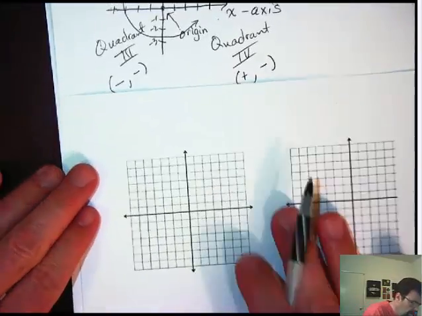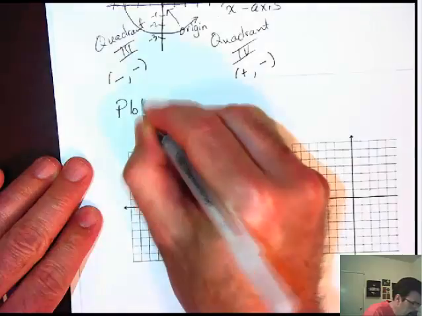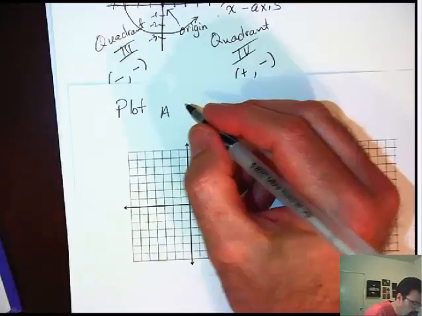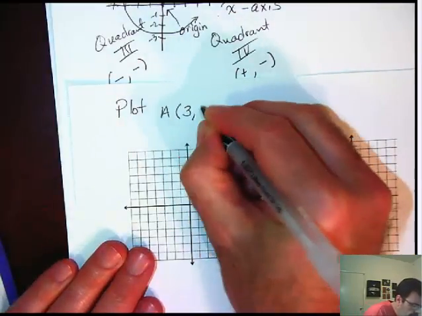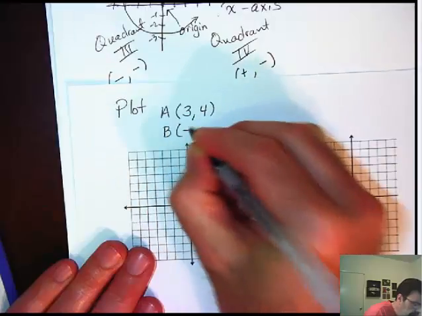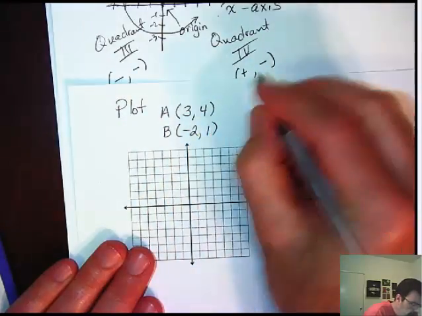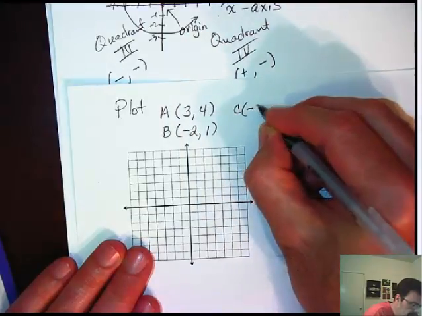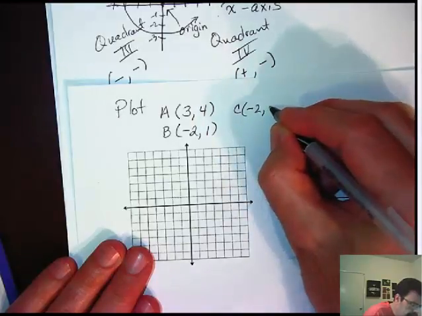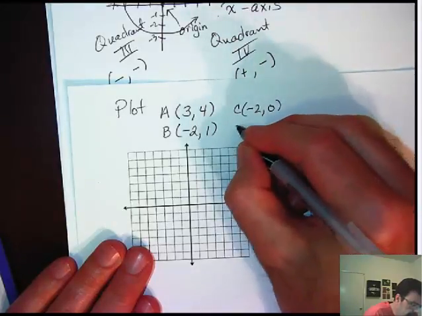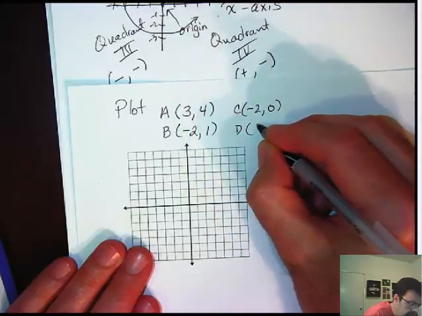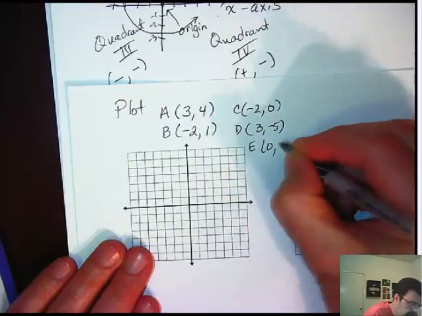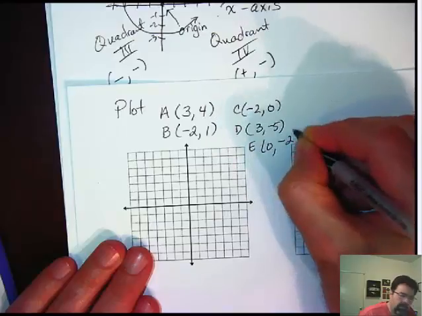Let's practice plotting a few points here. Plot, just mixing them up: A is (3, 4). B is (-2, 1). C is (-2, 0). D is (3, -5). And E is (0, -2).